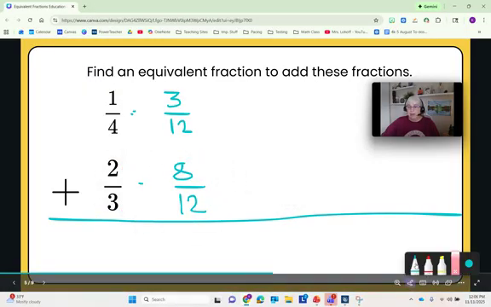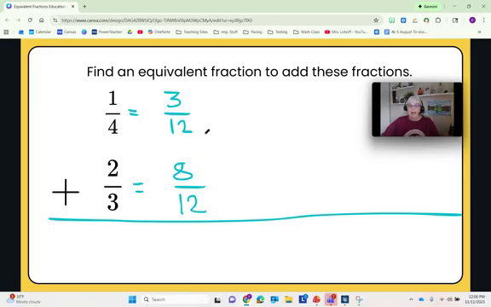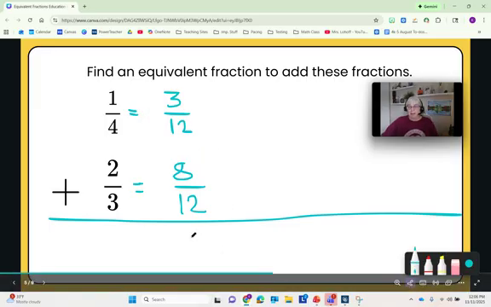All right, now you have fractions where both of them have the same denominator. You can go ahead and add this together. That's not the point of this lesson, but if you did and you want to know you did it right, the answer is 11/12, and that cannot be reduced.